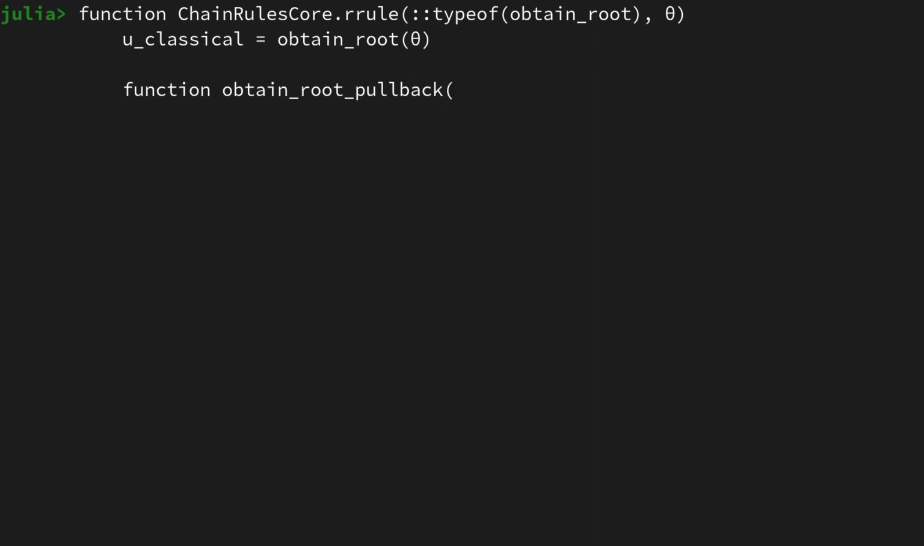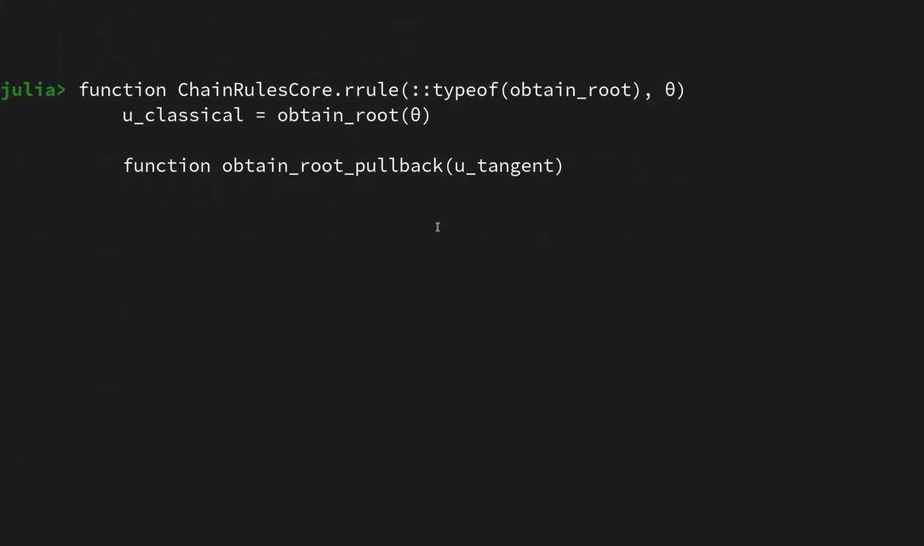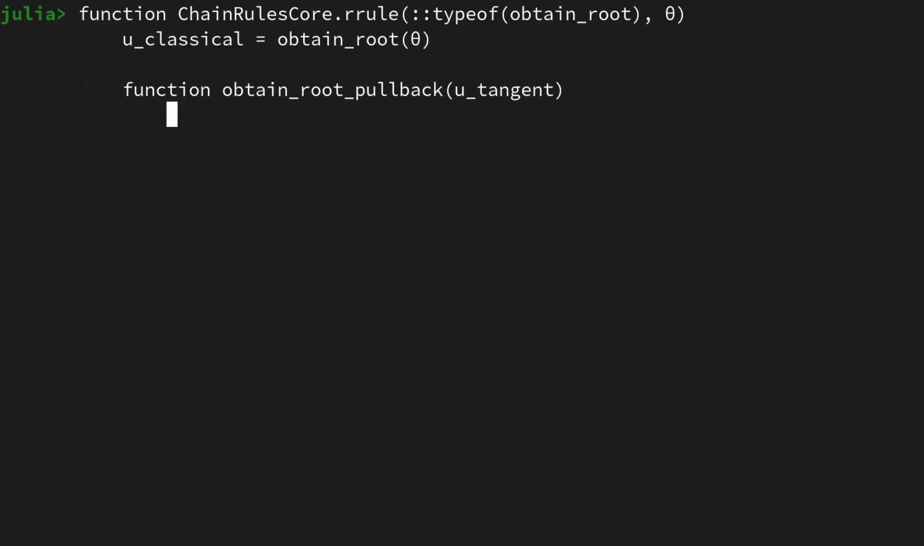So this is a function which takes a u tangent, and this is this derivative information I meant earlier. If we have a longer chain, this is the information that is coming from points further down in the chain. In our particular case, this will just be the dj by du, but as said, it could also be deeper. Well, what does this obtain root pullback do now?